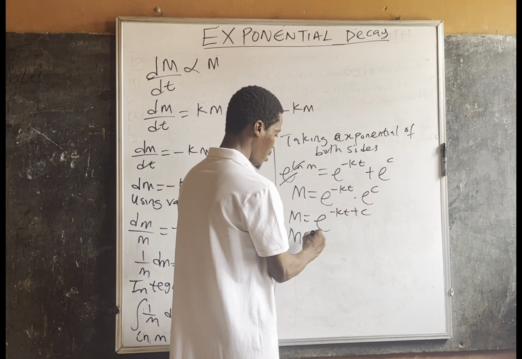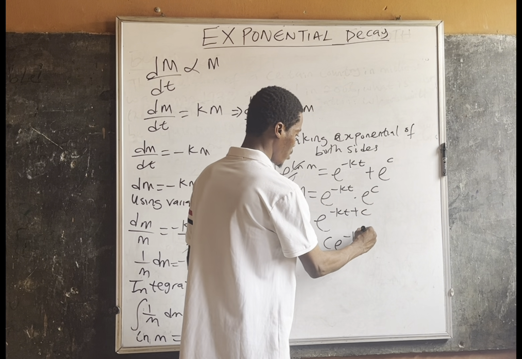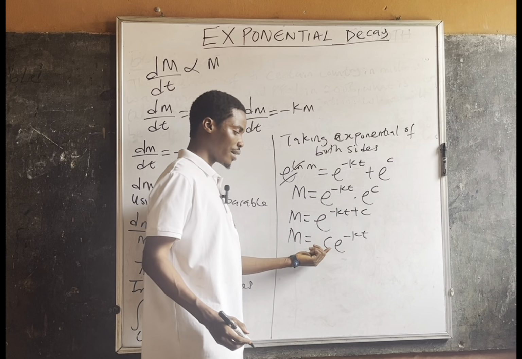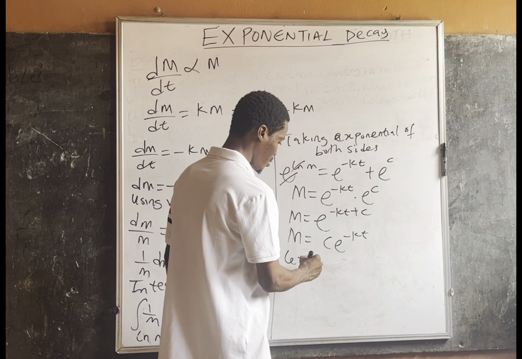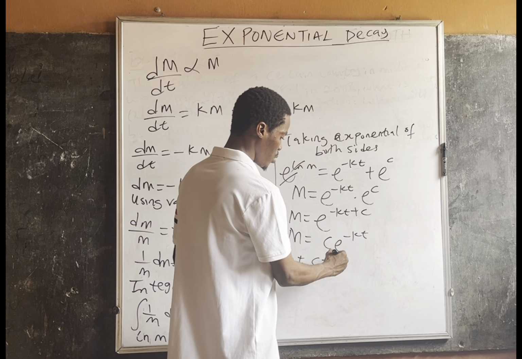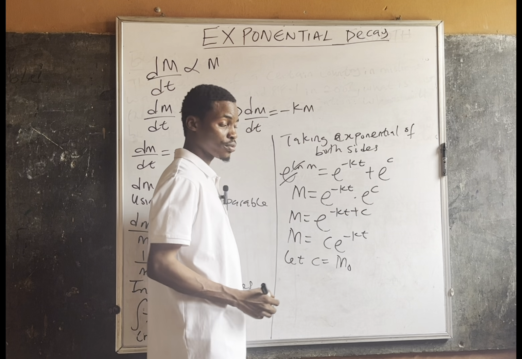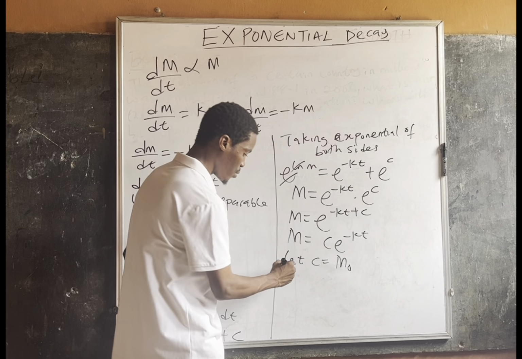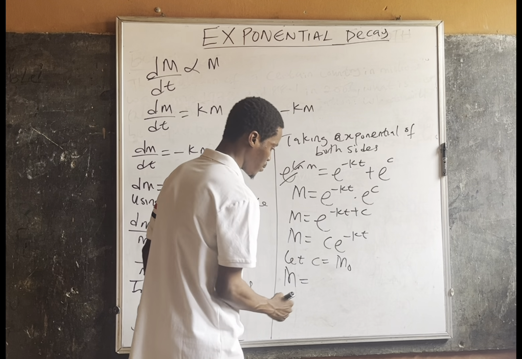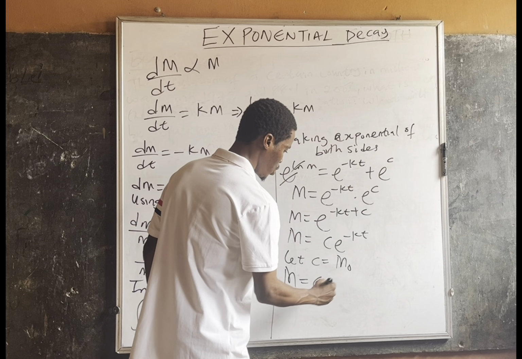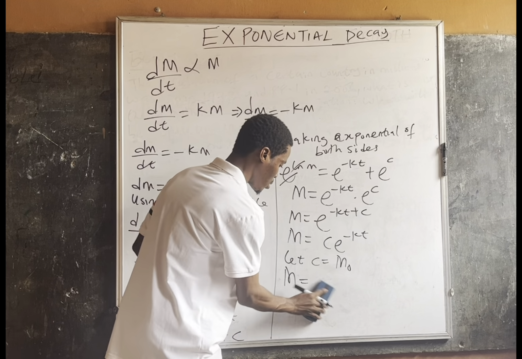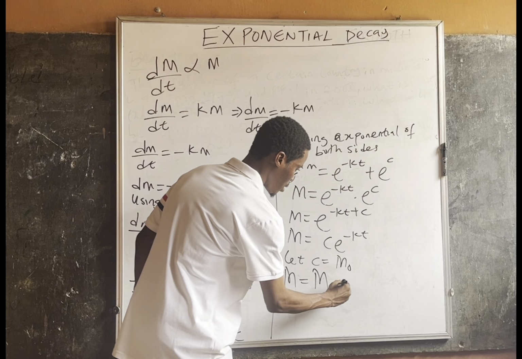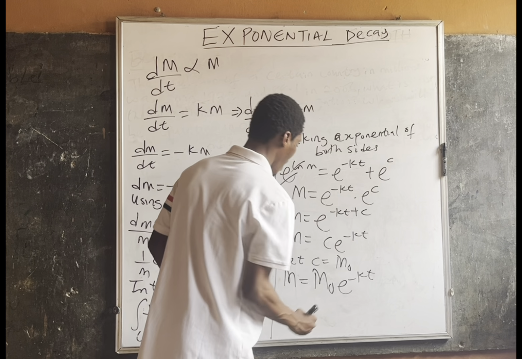So we can now have m is equal to c exponential minus kt. In this one, I can let my c be m naught, the initial mass. Let c be the initial mass of the exponential decay. I'm going to have m is equal to c exponential minus kt, and our c is m naught, so I have m naught exponential minus kt.